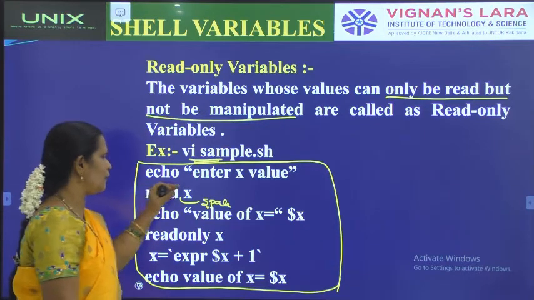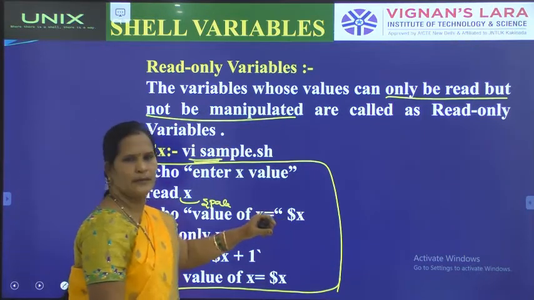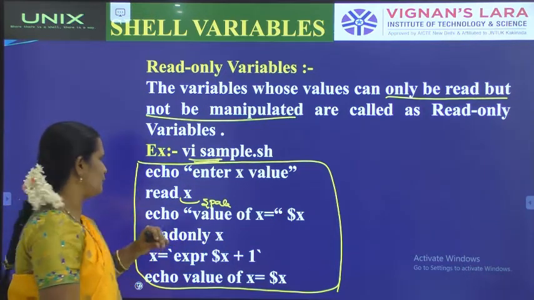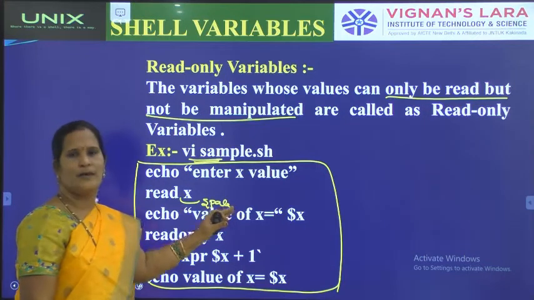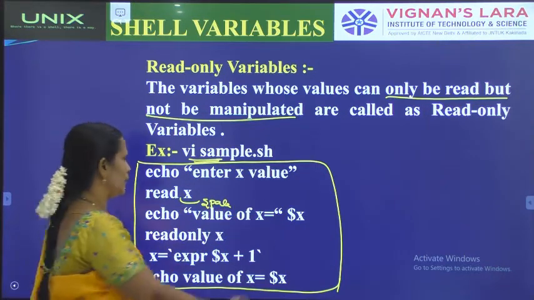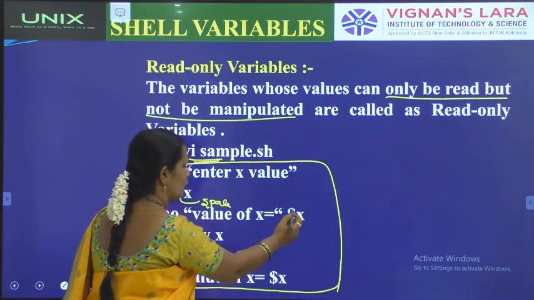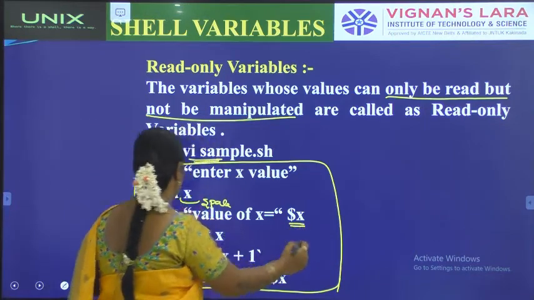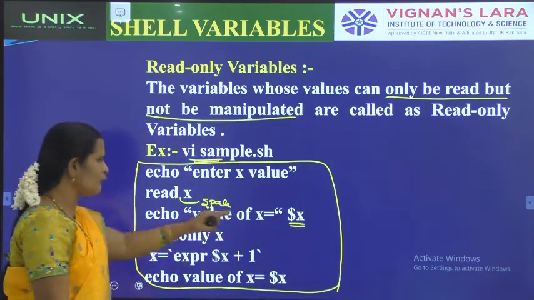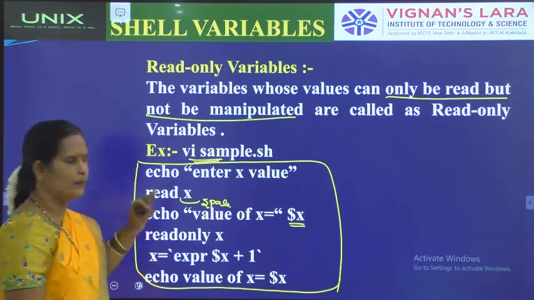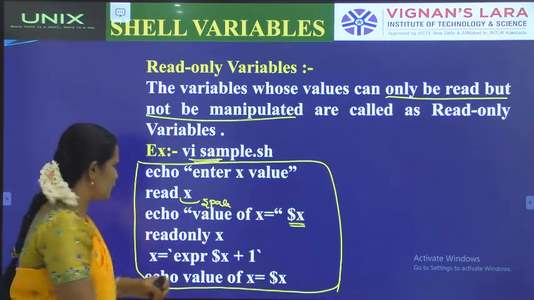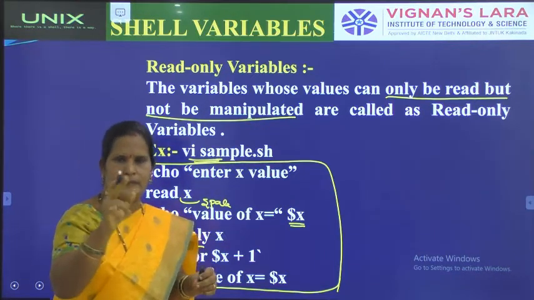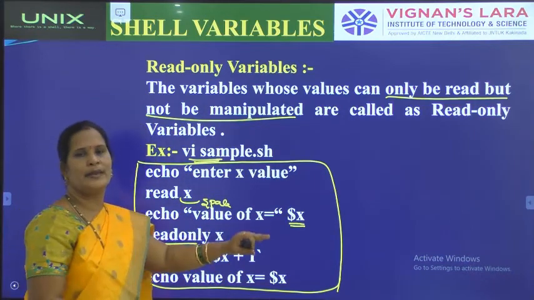Now I am getting the value of that variable by using $x with the echo statement, because it works just like a printf statement in C language. Echo within quotations "value of x is equals to", I am getting the value of this variable. That's why I have to precede that variable with the dollar symbol. $x. Next, I declared this variable as read only. readonly x. There is no space between read and only. Complete word, single word. Readonly is a single word. Readonly space variable name.